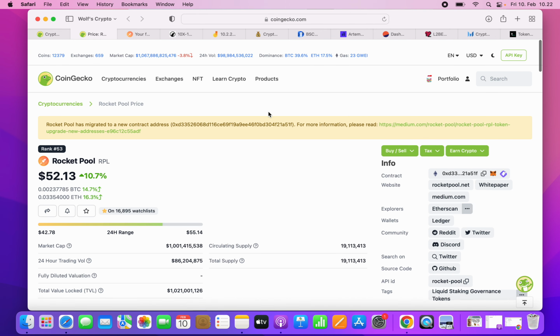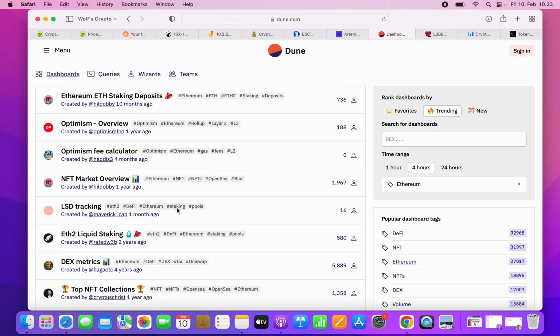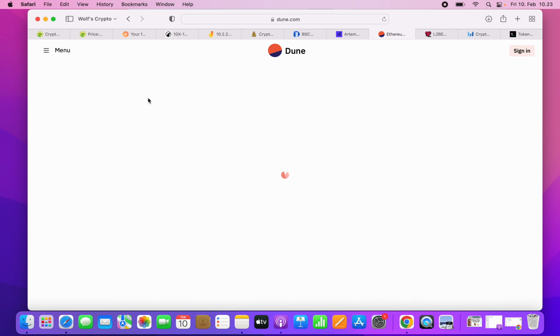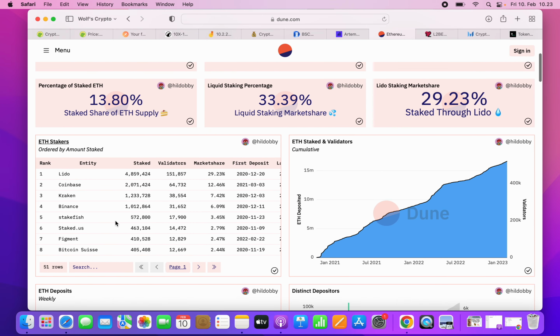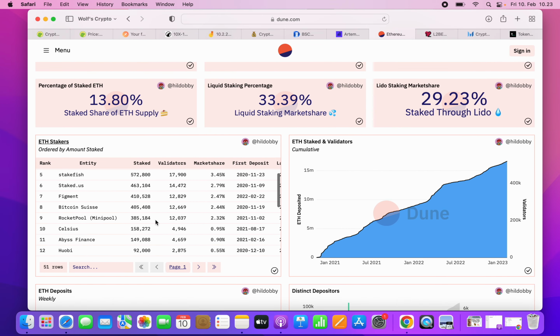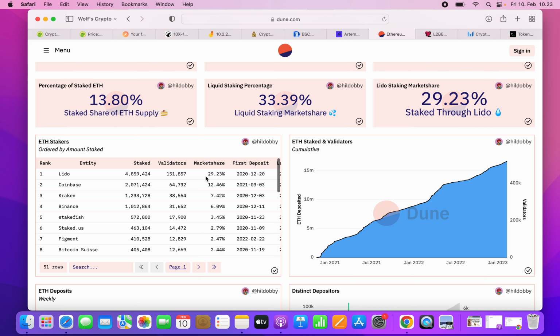The supply is low, and the competitors, let me show you here. Let's look at liquid staking. There's Lido, and then there are other ones. Let's look at staking pools here. You can see Rocket Pool is here. Its market share is around 2%, and Lido has about 30%.